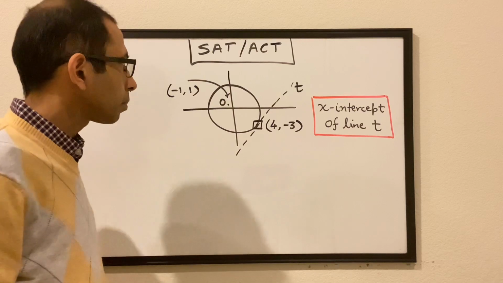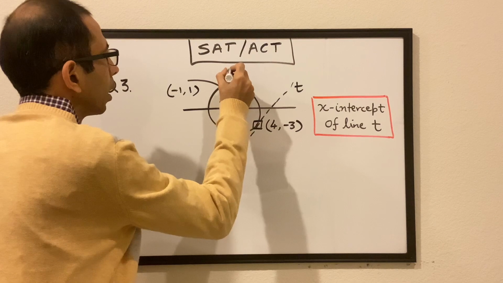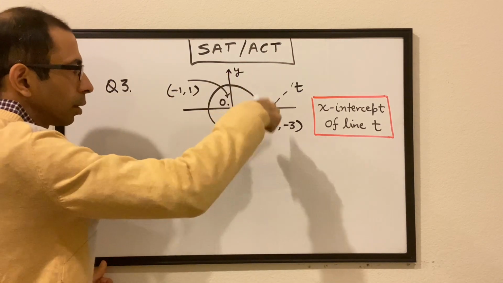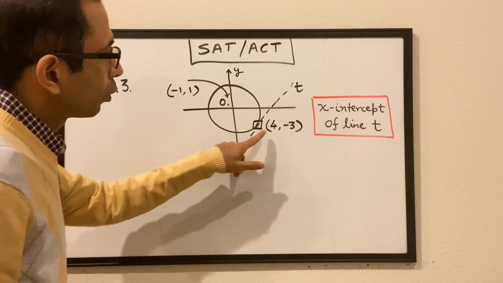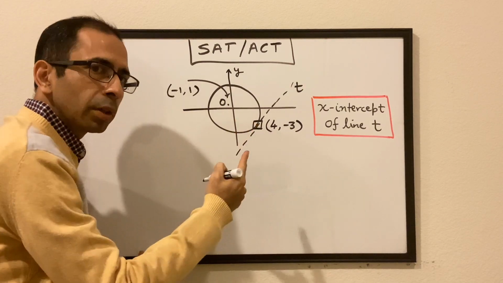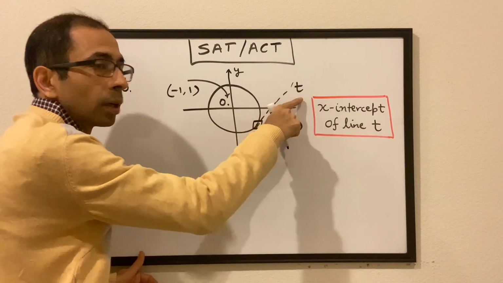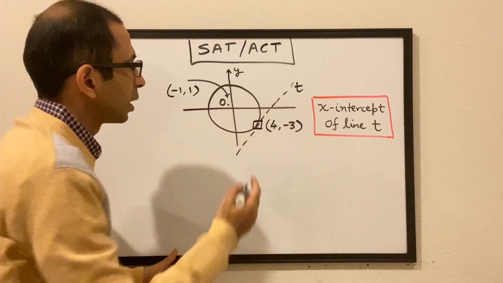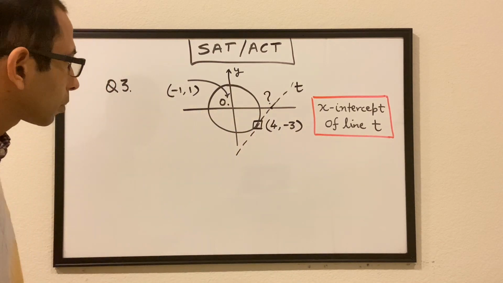Question number 3. So we have a circle with center O, and the coordinates of that center are -1, 1. And there is a point 4, -3 on the circle, right? This point here, and we draw a tangent through this point. Let's say that the tangent is called t, and we have to find the x-intercept of the tangent. So basically we have to find this point here, right?